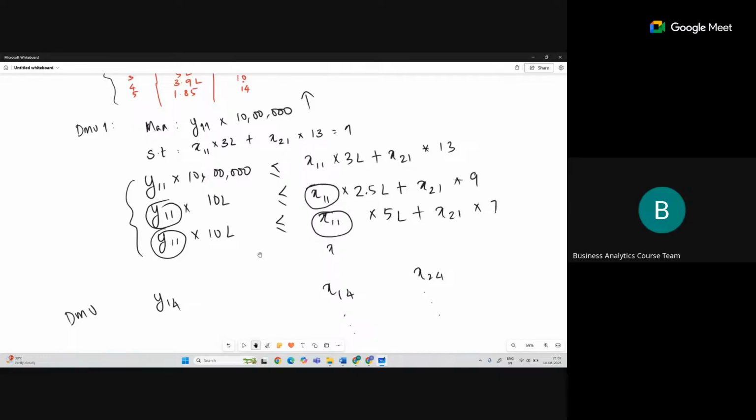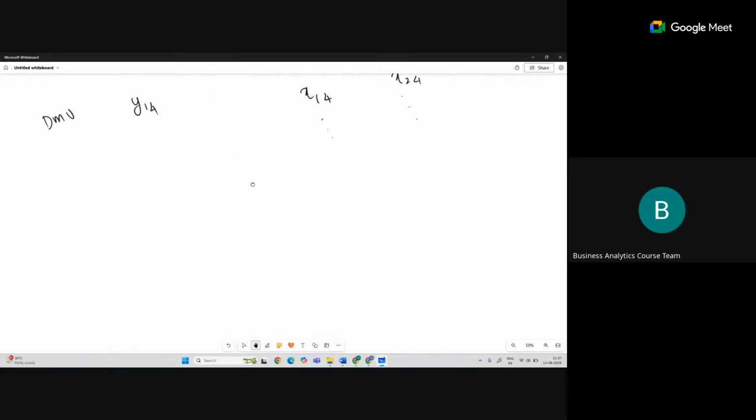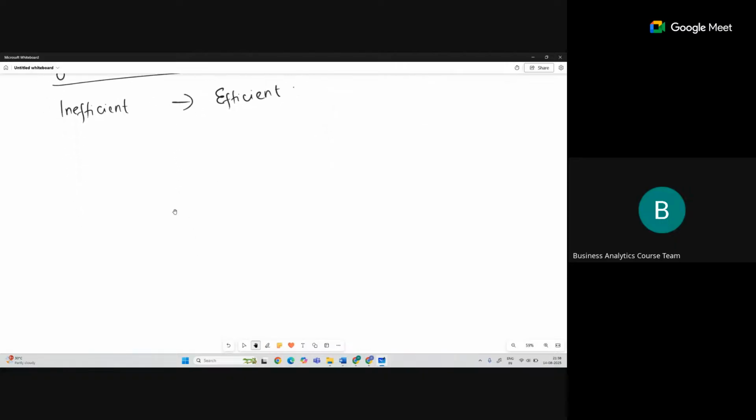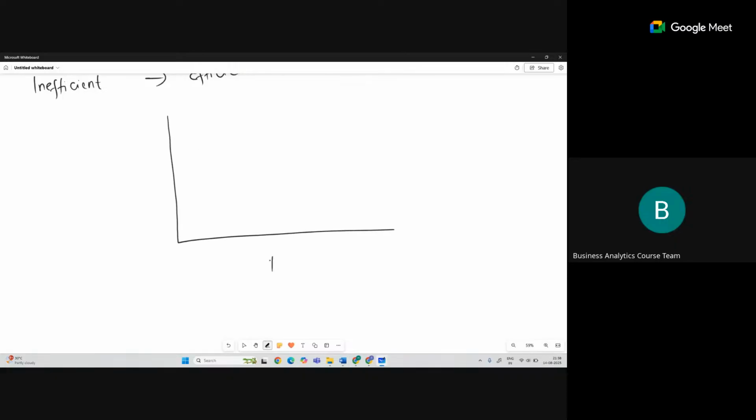Okay. So next comes, what is hypothetical composite unit? Actually, the ideal state of an inefficient unit. So if there is an inefficient unit, and you want to make it efficient, you have to go towards the hypothetical composite unit. Let's draw a graph. I have two inputs, budget and team size.